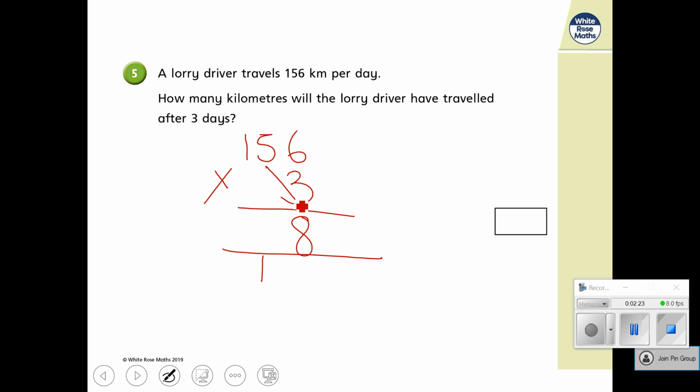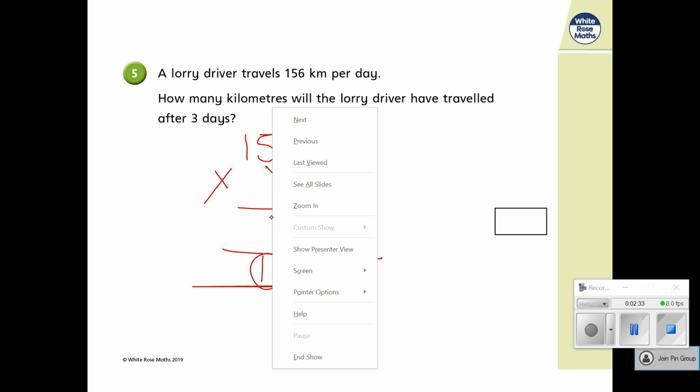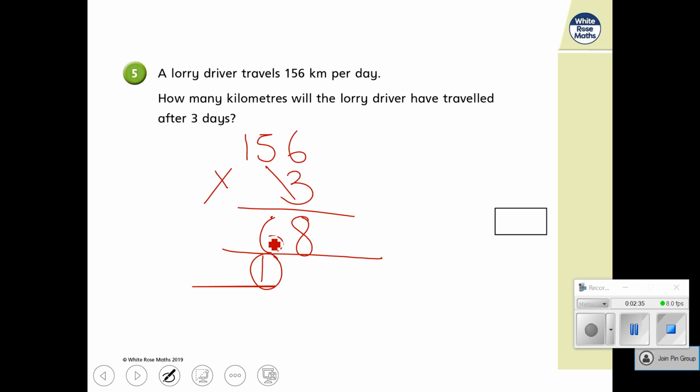Now I'm going to multiply my tens. So 5 times 3 is 15, but I've also got this 10, so I have got 16 tens. So this time I'm going to put 6 tens here, but I'm going to change 10 tens for 100 and put it directly in my hundreds column. Now I'm going to multiply my hundreds. I've got 1 times 3, which is 3, add the 1, which is 4. So my answer is 468 kilometers. Don't forget the unit.